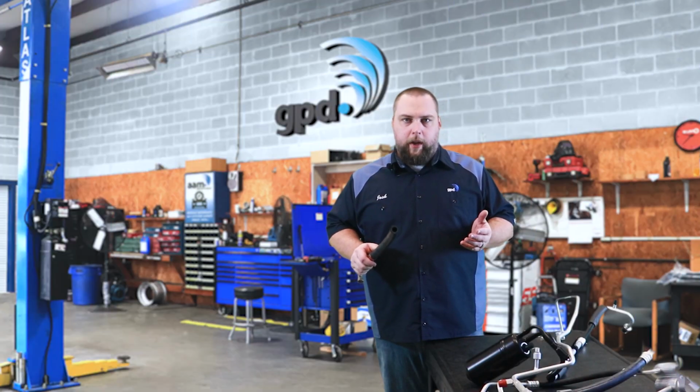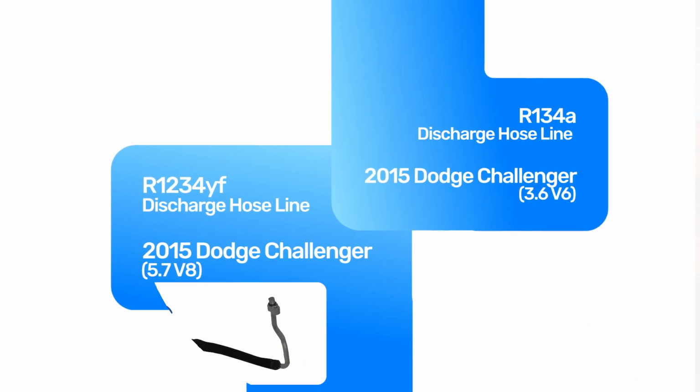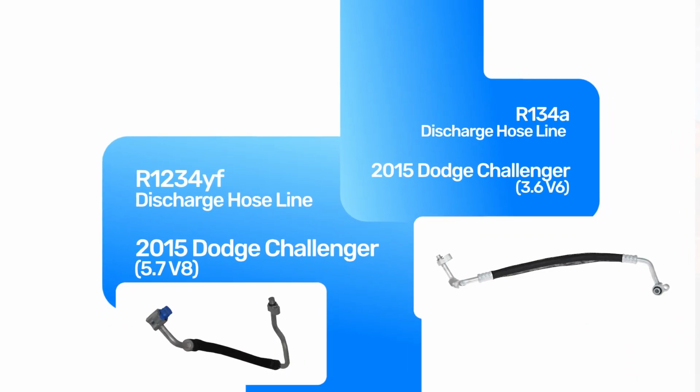So with 1234YF on the market now, you just have to be a little bit more careful. It does have a different hose. The inside's going to have a different lining. It's a special non-permeable lining. There's just regulations to make sure that there's no possibility for a leak on a 1234YF system.